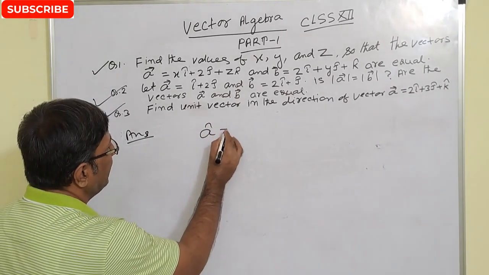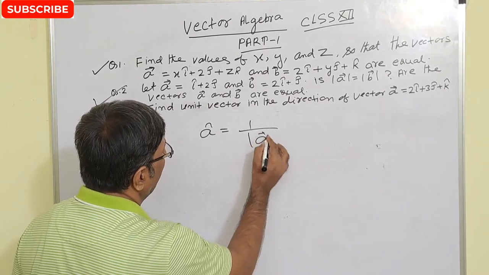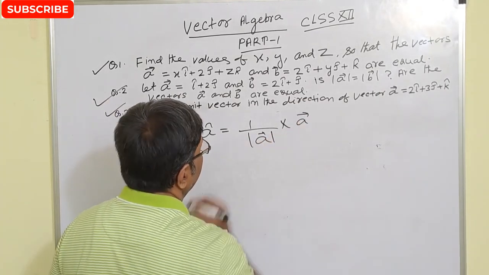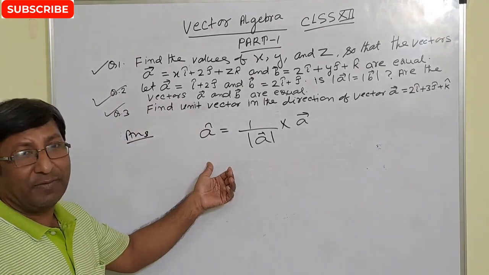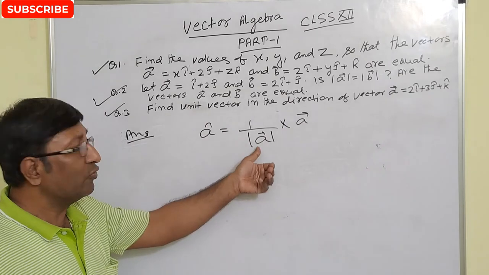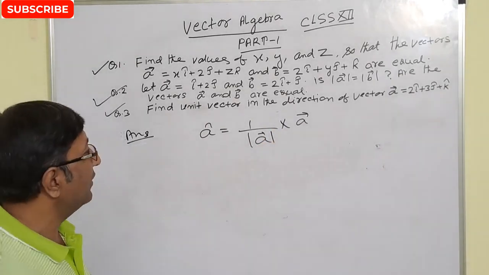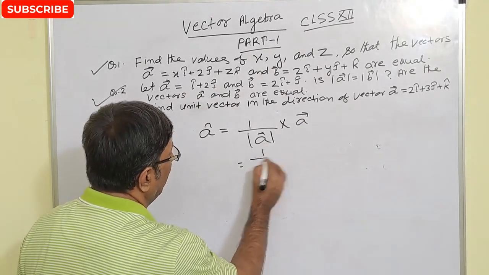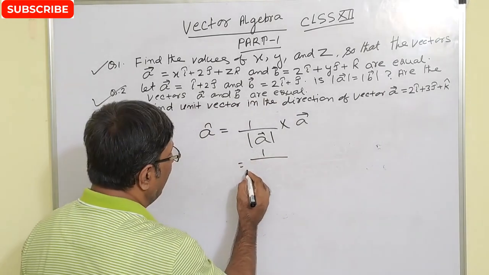So the unit vector formula is what? Unit vector A equal to what? 1 by magnitude of vector A multiplied by vector A. So unit vector of any vector is given by 1 by magnitude of vector into the given vector. So here unit vector is 1 upon magnitude of A vector. You know magnitude of A vector is what?